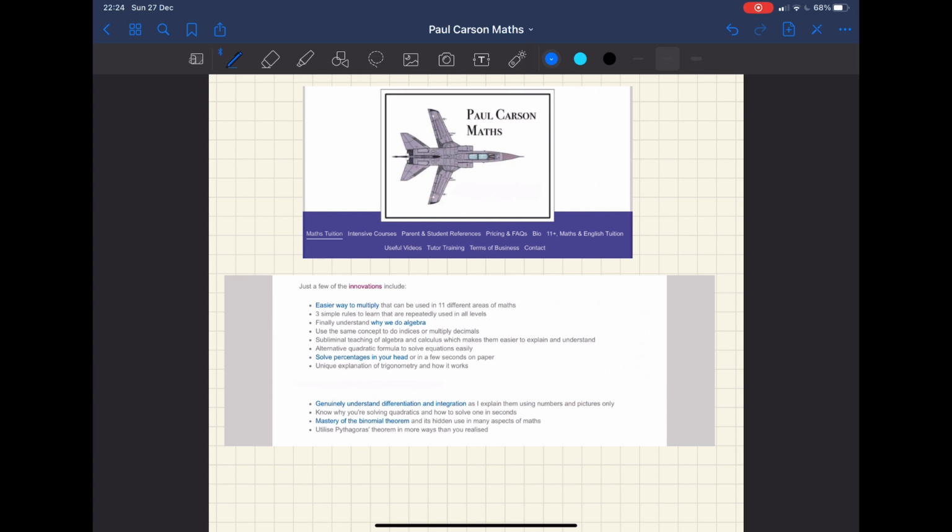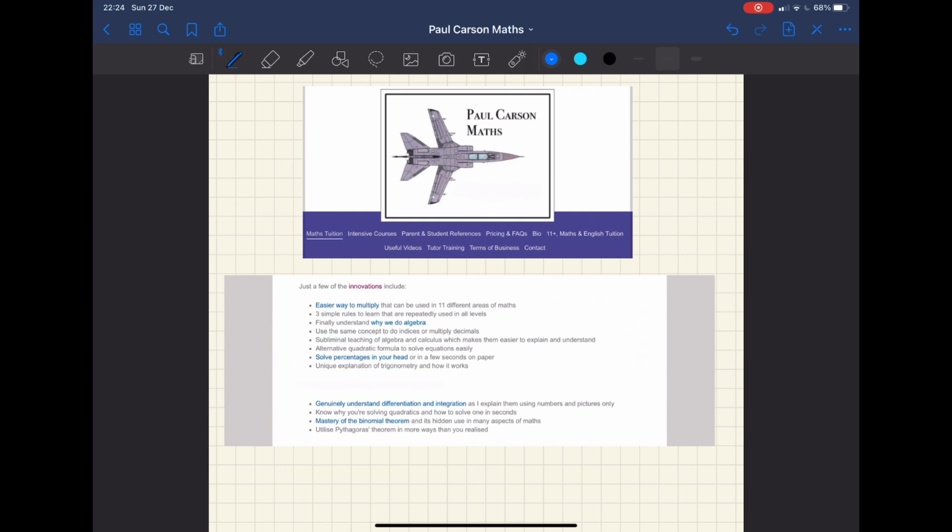Finally understand why we do algebra. So you might think, well, we do algebra to find x. Yes, but why do we try and find x? That's the question. And most students don't know this. In fact, a lot of teachers don't know this. So this course will also answer that question and show you why we do it.